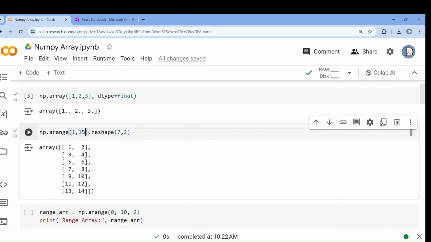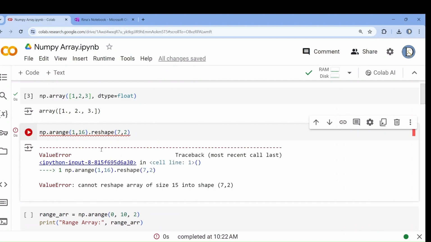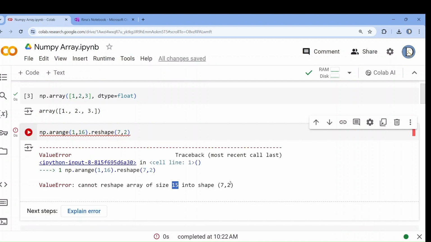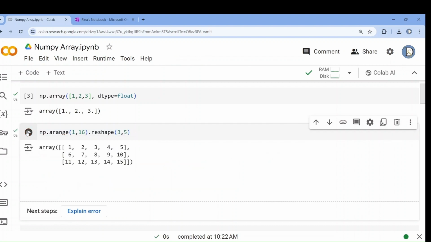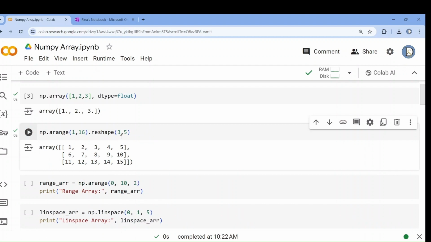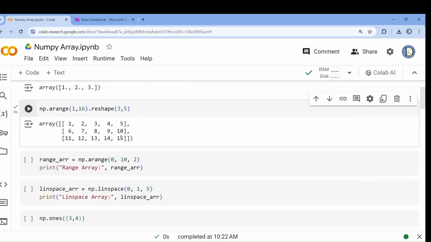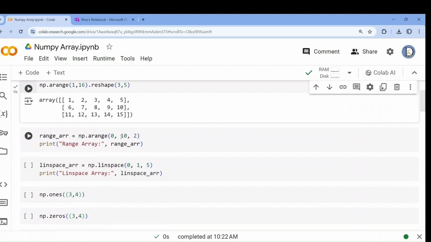Now suppose I write 16, then I have 15 numbers. Now if I try this one, this will show an error, because I have 15 numbers, so it cannot save it in 7 by 2. But if I write 3 comma 5, then it will be 15 numbers. We can write 1 comma 15 like factors. Okay, simple. Reshape means reshaping the array. That's what we need to learn.